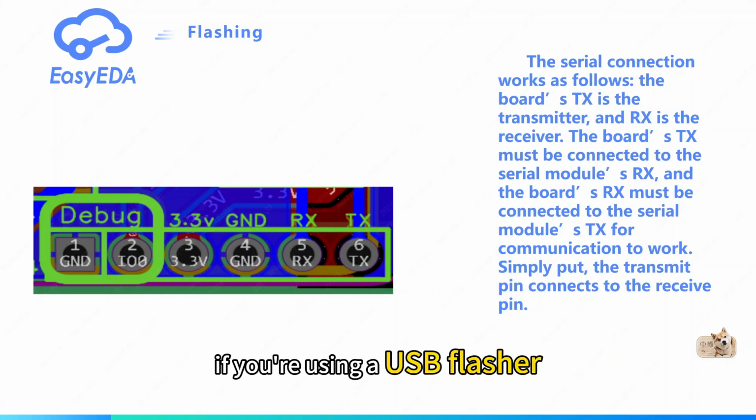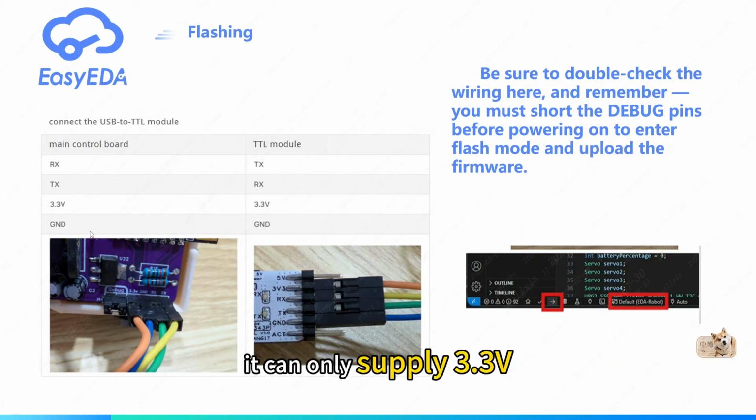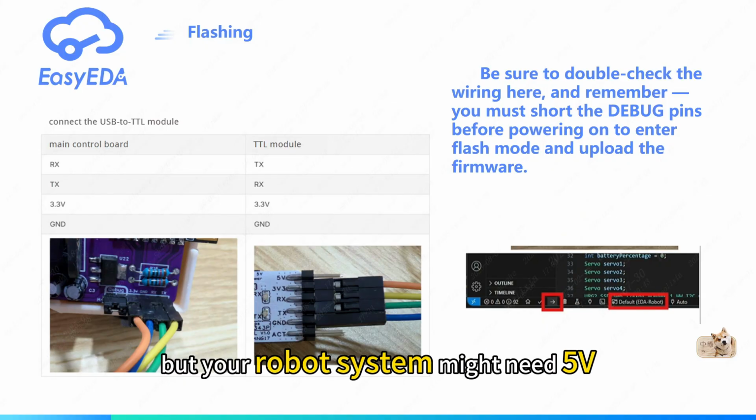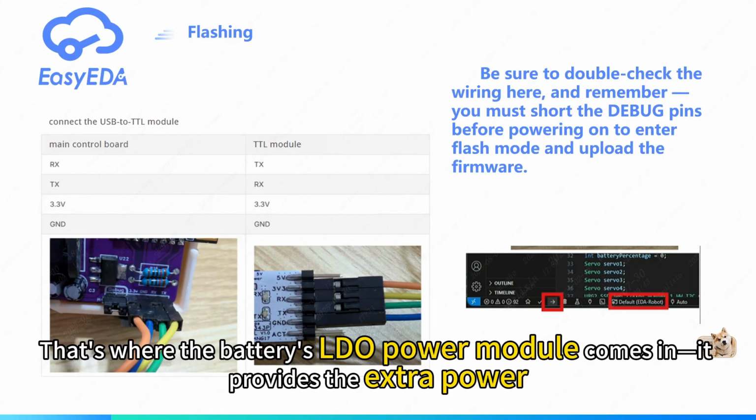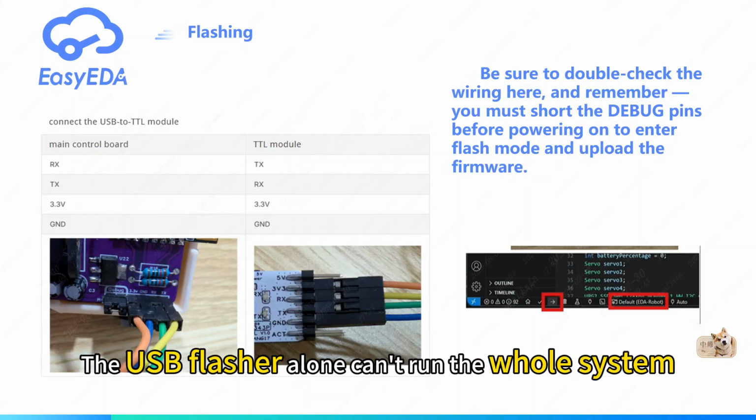For power, if you're using a USB flasher, you can only supply 3.3 volts, but the robot system might need 5 volts. That's where the battery and the LDO power module come in. It provides the extra power. The USB flasher alone cannot run the whole system.